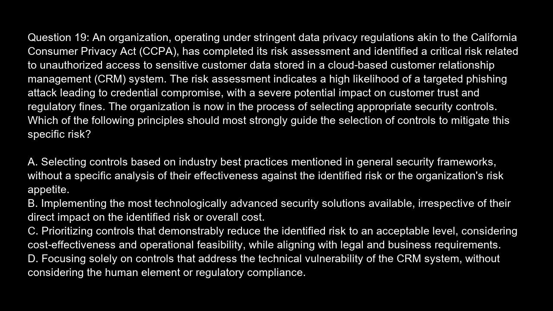Option C. Prioritizing controls that demonstrably reduce the identified risk to an acceptable level, considering cost-effectiveness and operational feasibility, while aligning with legal and business requirements. Option D. Focusing solely on controls that address the technical vulnerability of the CRM system, without considering the human element or regulatory compliance.